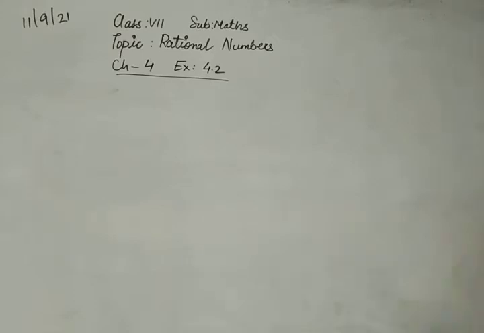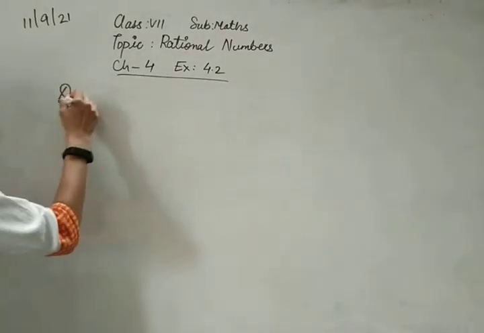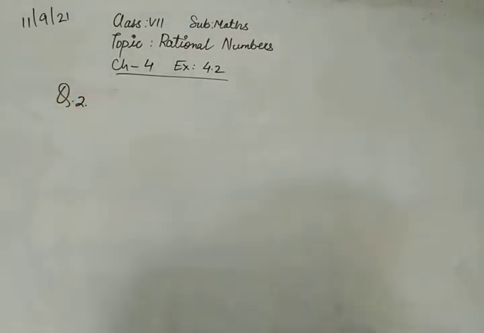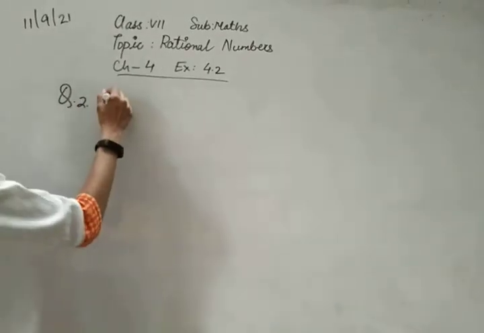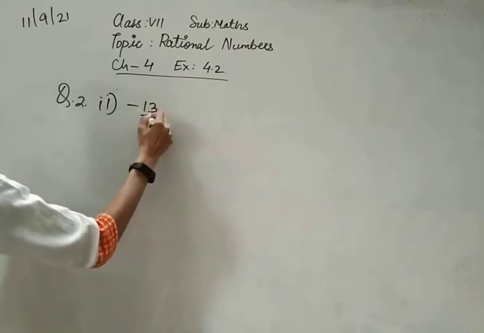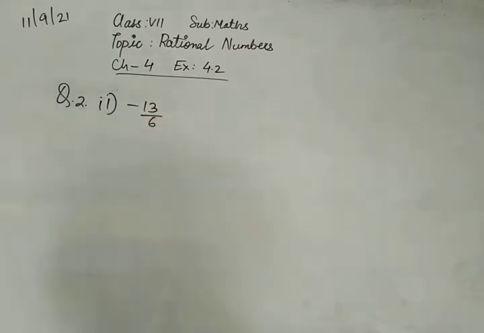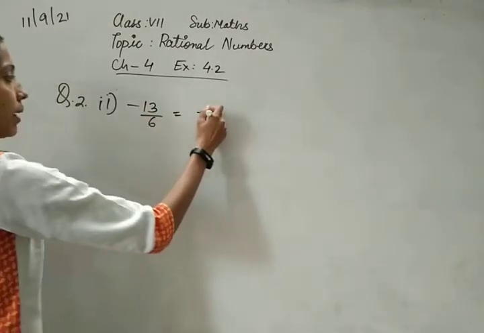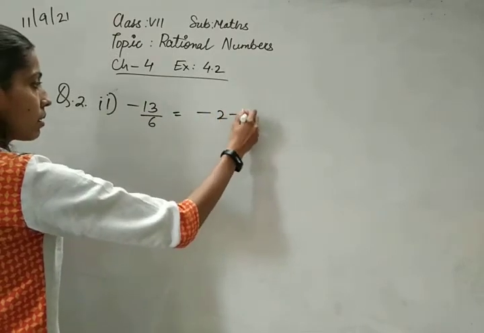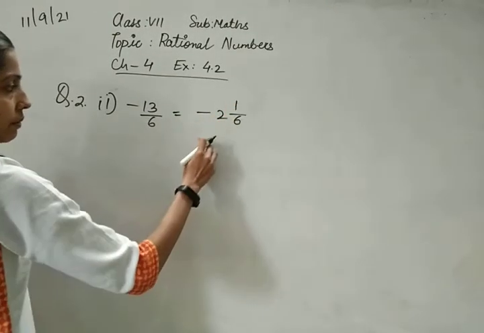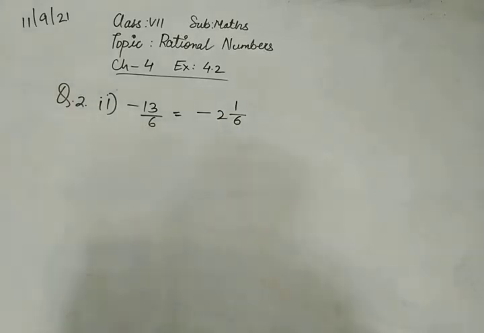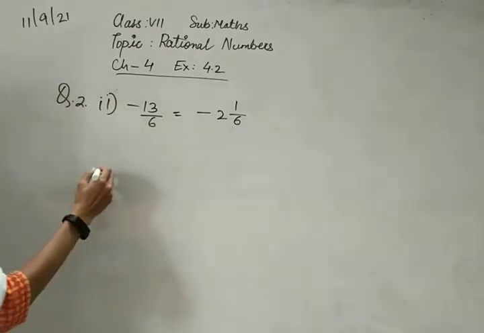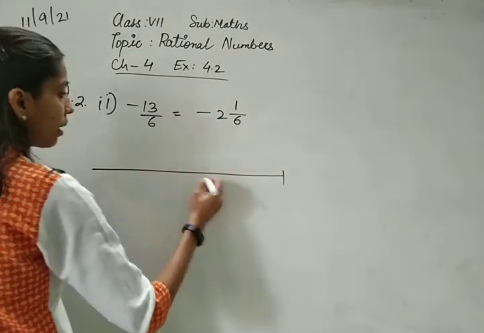In the second question, you have to represent the number on a number line. Suppose we have minus 13 by 6. As you can see, it is an improper fraction. So first change it into a mixed fraction. Minus, 6 2s are 12 and 1, so minus 2 1 by 6. You have to represent it on the number line.